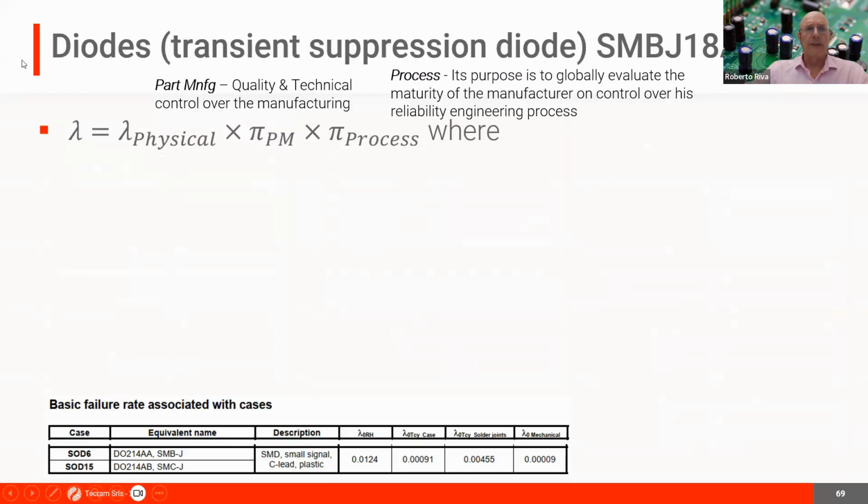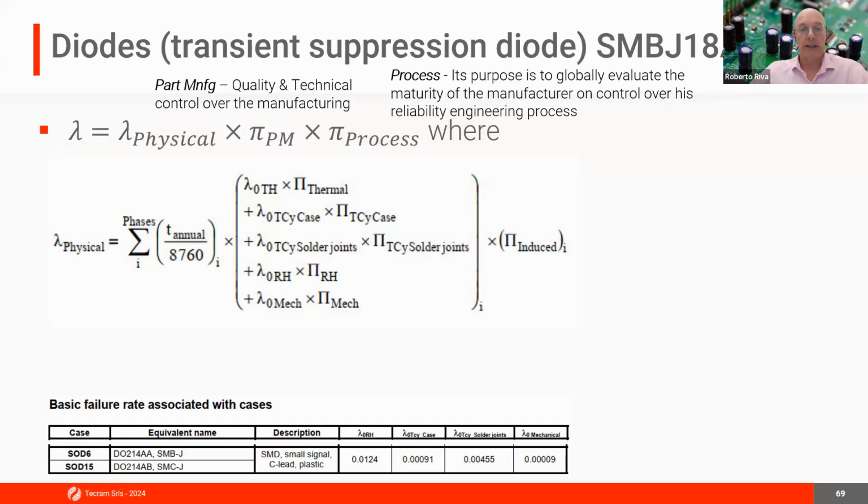And so these are the formulas that we've seen before. We have the part manufacturing, the pi physical and the pi process. And the pi physical is actually a polynomial of lambdas and pi's, because we have a lambda 0 thermal times the pi thermal, plus the lambda 0 cycling case multiplied by the pi cycling case, the temperature cycling case, the solder joint, the humidity, and the mechanical vibration, and then it is multiplied by a pi induced, which in itself is another 3 pi's when you start splitting this up. And that is for a single phase. If you've got 3 phases, obviously you need quite a large piece of paper to write all this.